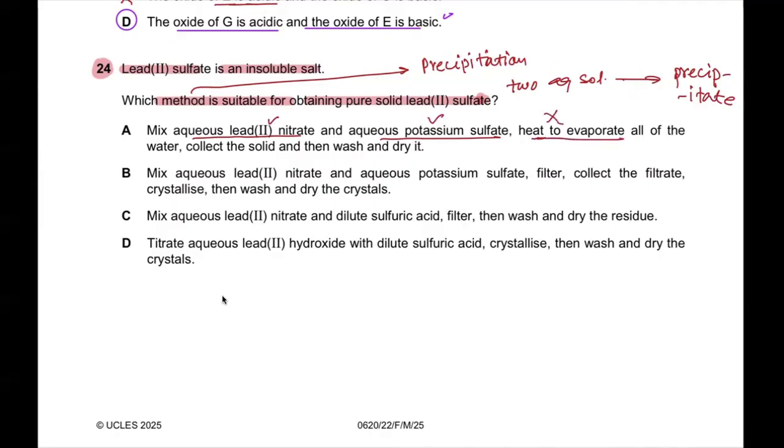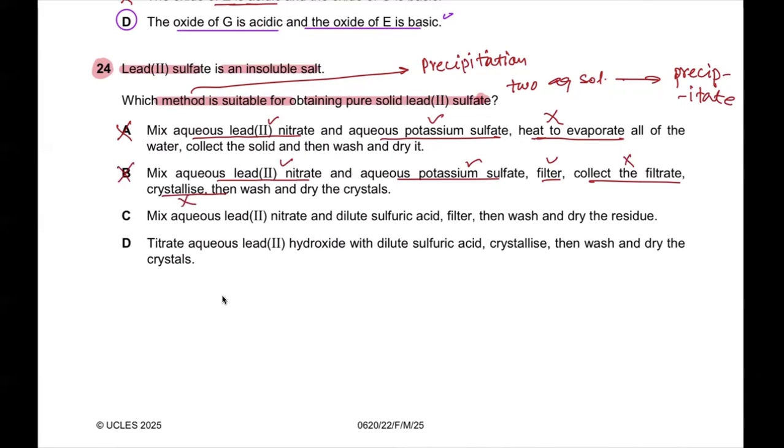Heat to evaporate? No, we are going to do the filtration then, because the precipitates are already insoluble. So heat to evaporate makes it wrong. Is this clear? Mix aqueous lead nitrate and aqueous potassium sulfate, filter. Collect the filtrate is no, because the filtrate has another salt. The precipitates are in the residue.